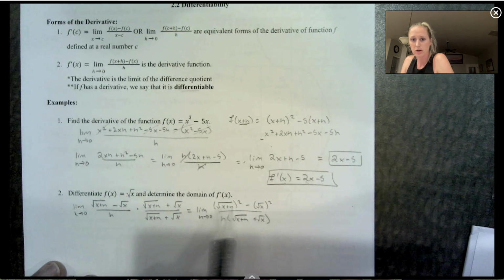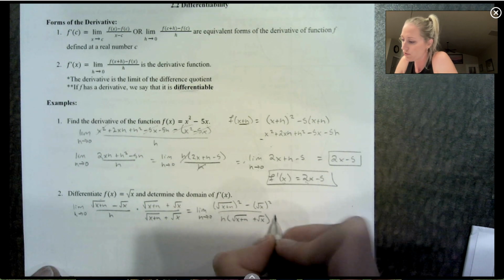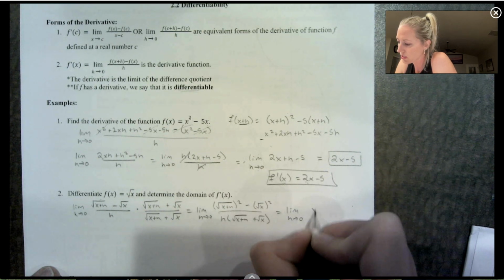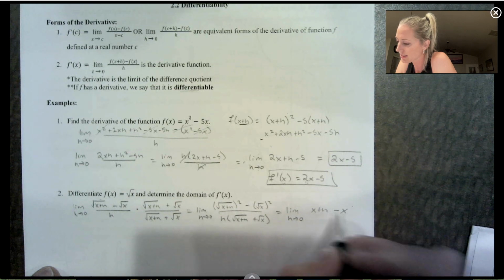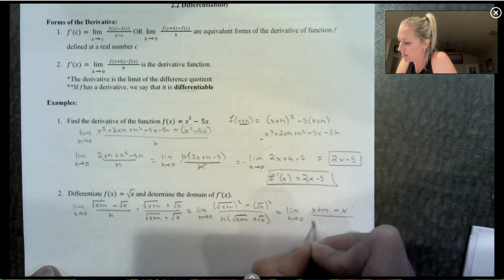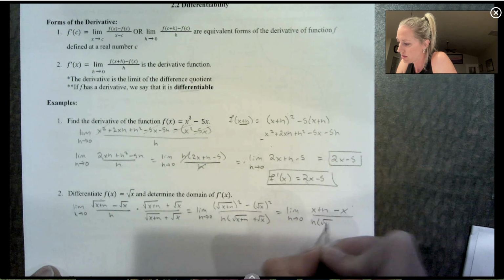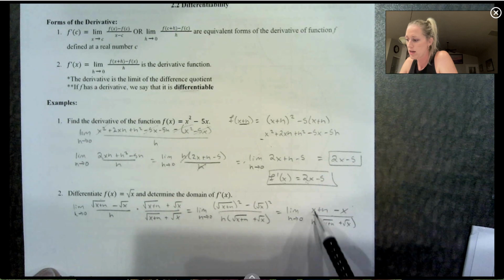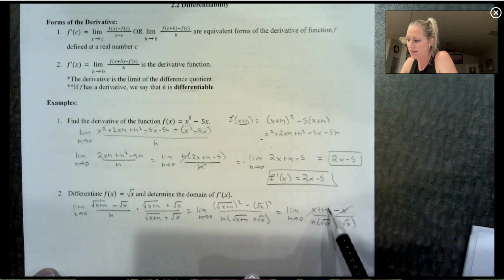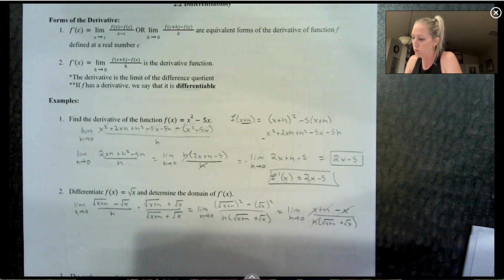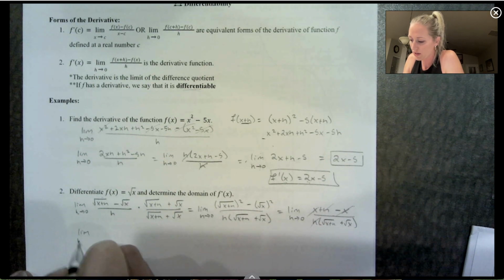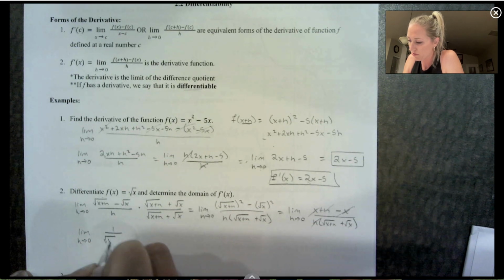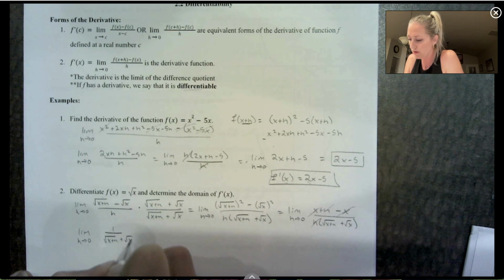Okay, so if I square these, my radicals go away. So we're left with the limit as h approaches 0 of x plus h minus x over, and I'm just going to leave this denominator like this for right now. Okay, so nicely, x and negative x cancel, and then h divided by h cancels. So we're left with the limit as h approaches 0 of 1 over this denominator, square root of x plus h plus square root of x.